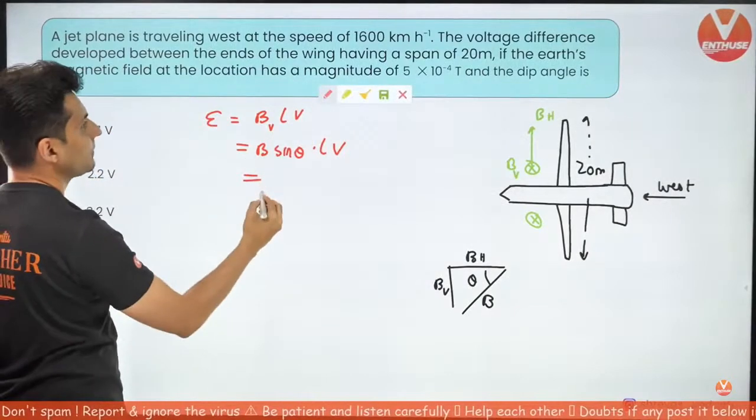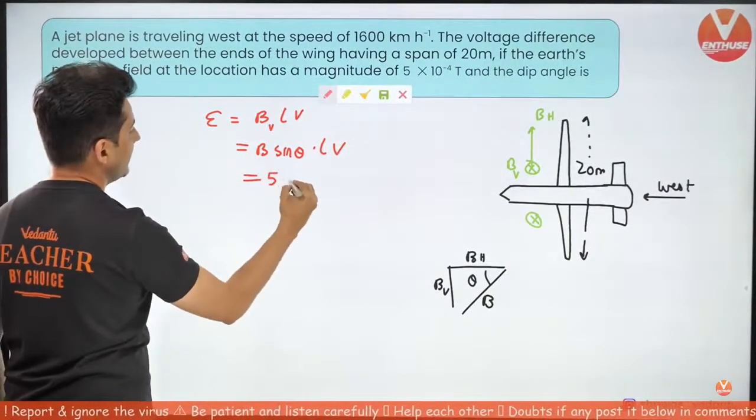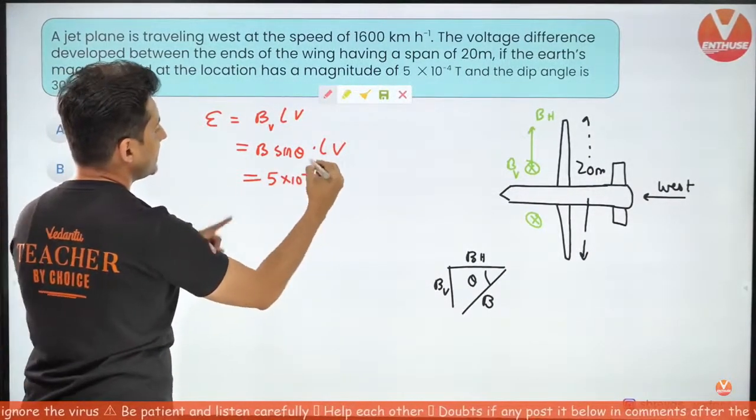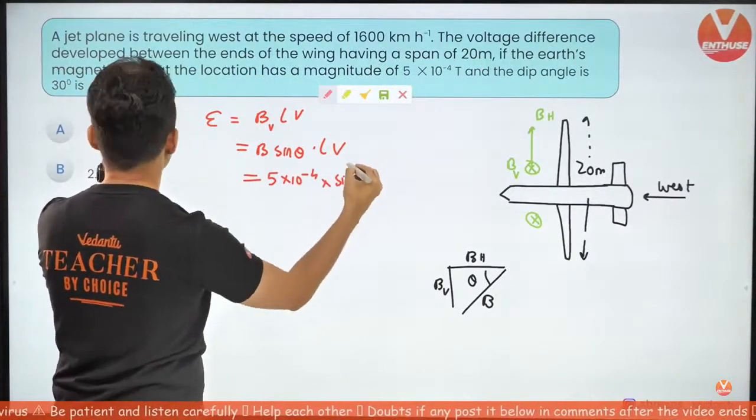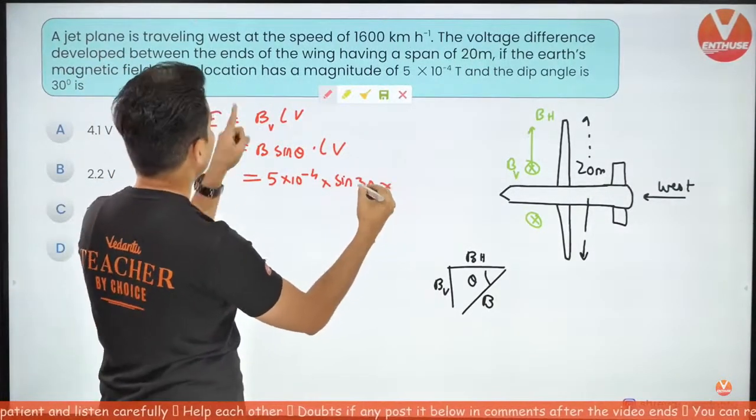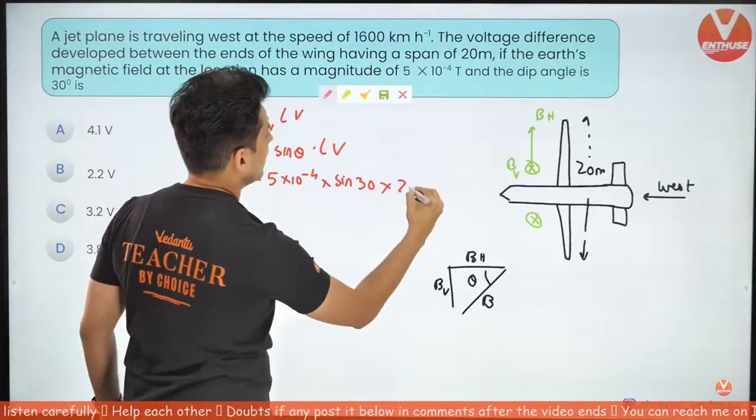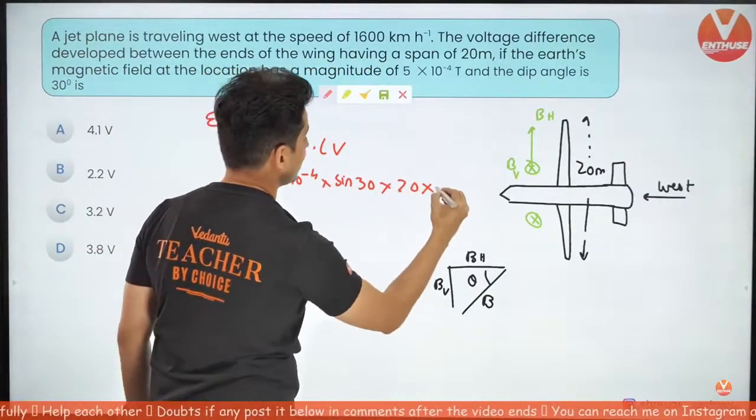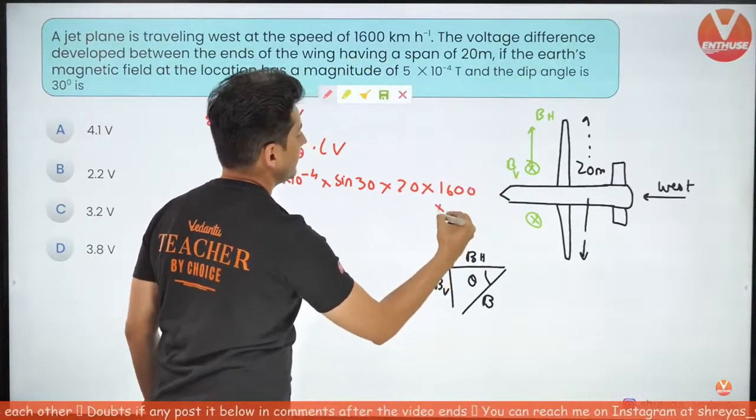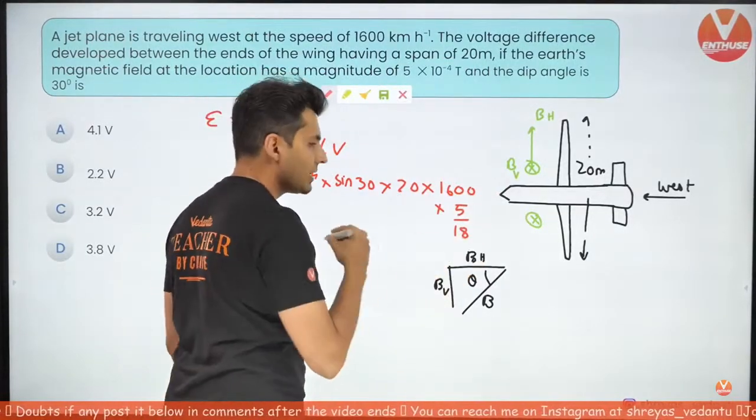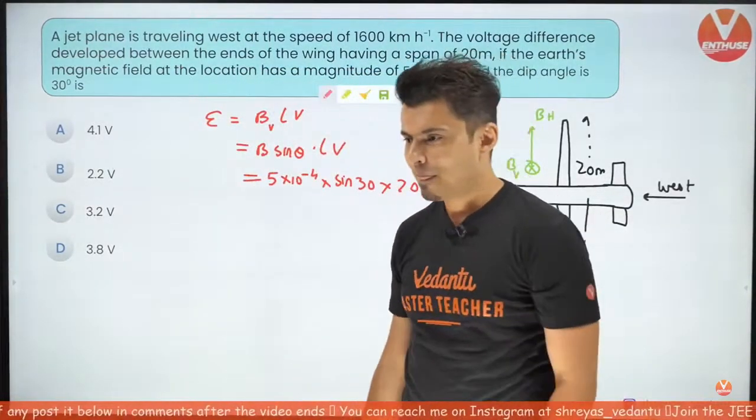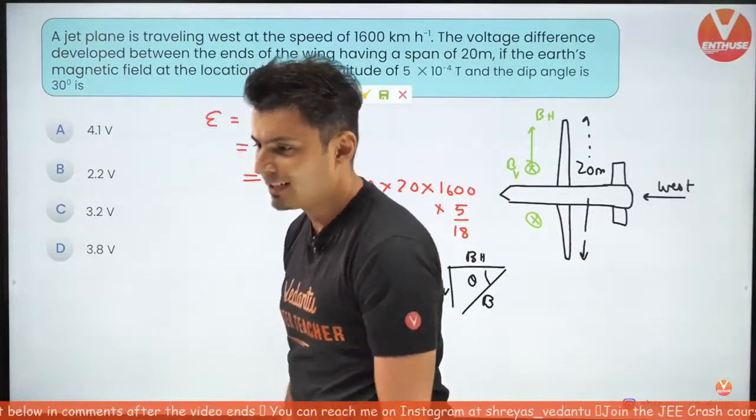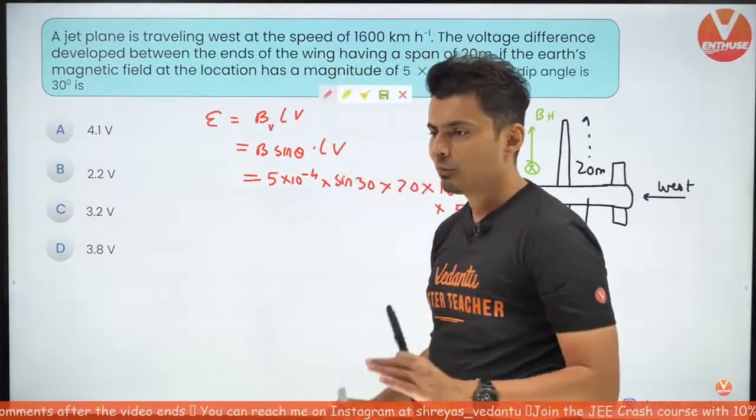Now just solve the problem. Field is 5 into 10 to the power minus 4, sine of 30 degrees, into length, how much? 20, and velocity, which is 1600, but multiplied by 5 by 18. Now you will get the answer. Got it? Got it? Very good.